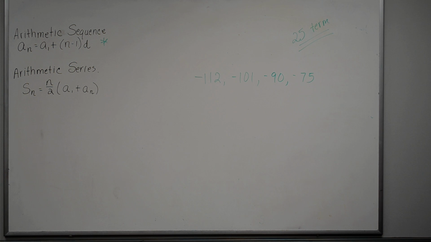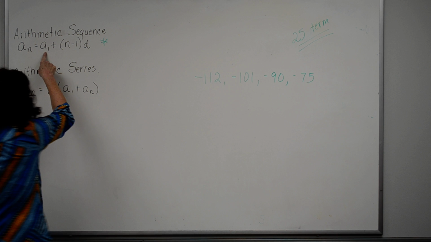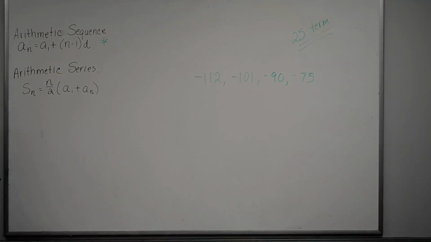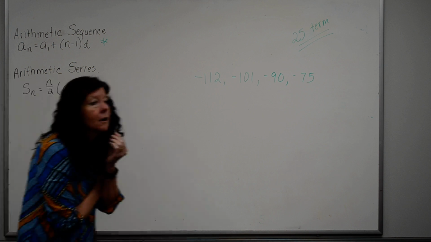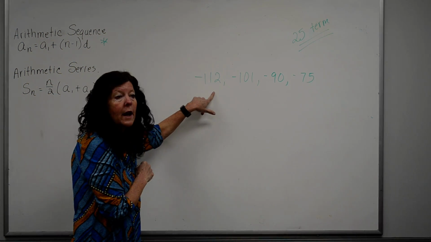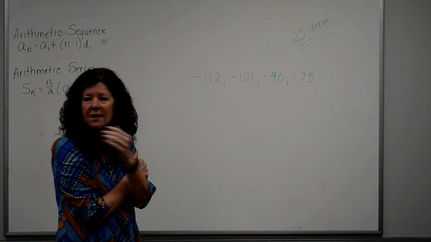Wait, what's the A again? The A is your term. So when it says A sub 1, you're talking about the very first term. Your N is going to be your 25, because that's the term you're looking for. Which one's the first term? The 112 is your first term. It just means the very first term in your sequence, wherever that sequence starts.